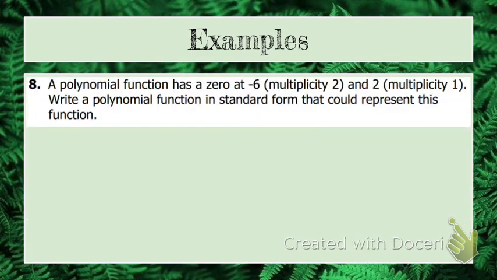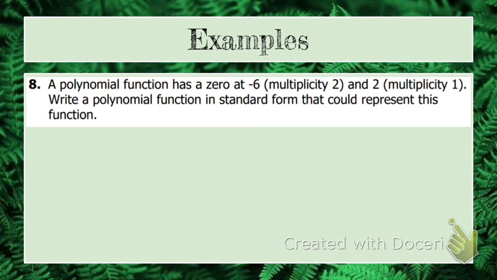And in the final problem for today's notes, this is making you think a little bit about how to write a polynomial based on the zeros and its multiplicity. So, if we know that a polynomial function has a 0 at negative 6 with a multiplicity of 2 and a 0 at 2 with a multiplicity of 1, and we want to write that polynomial function.